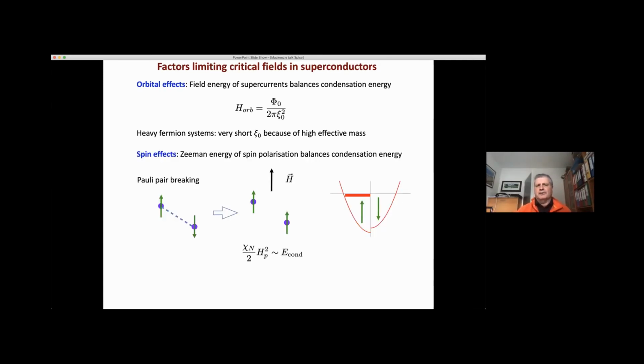What often limits the upper critical field are spin effects. This is often known as Pauli pair breaking, and it's related to the Zeeman energy of spin polarization.